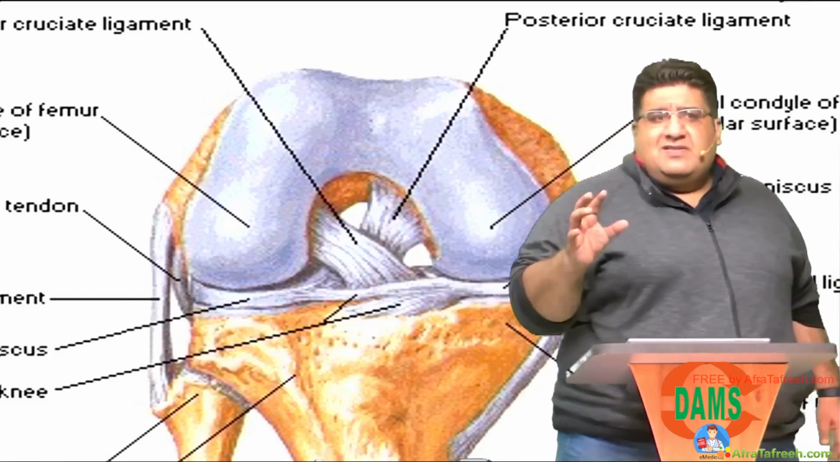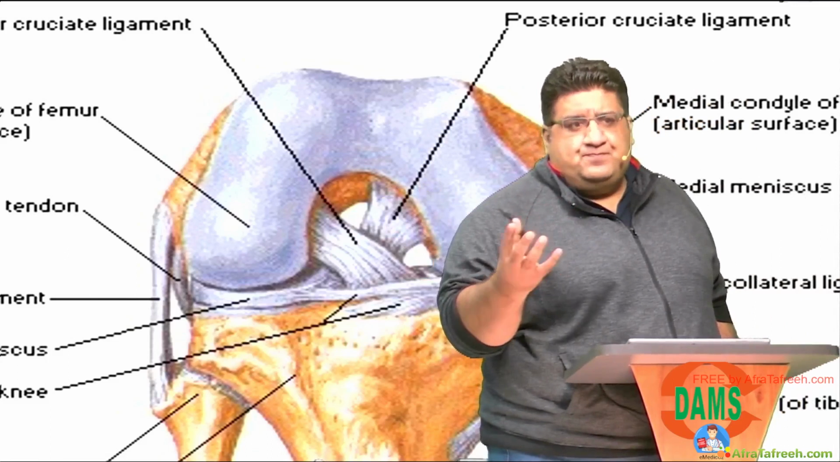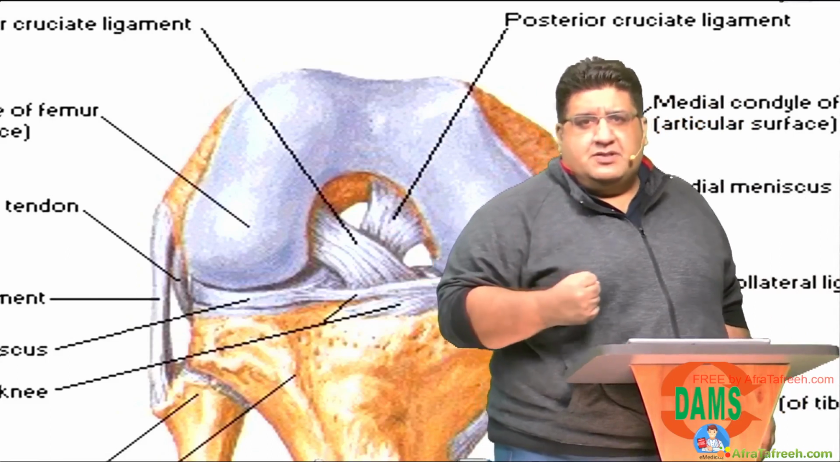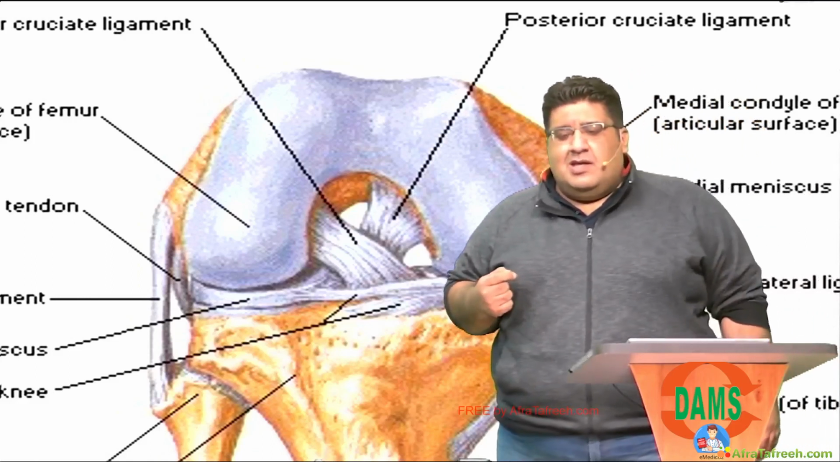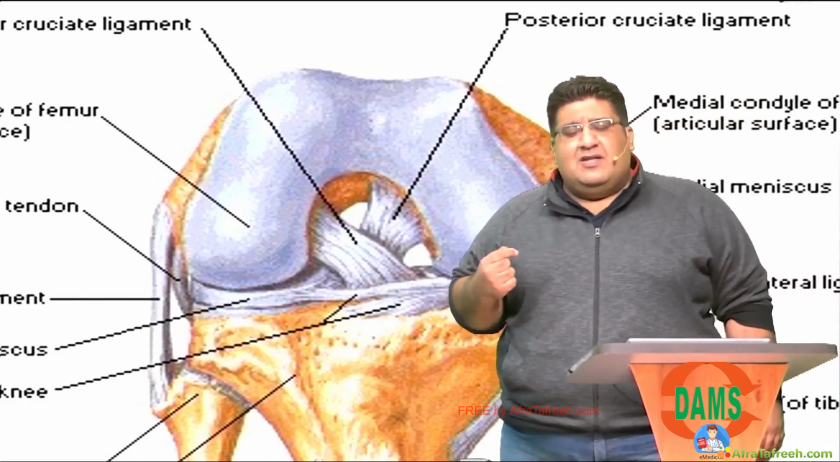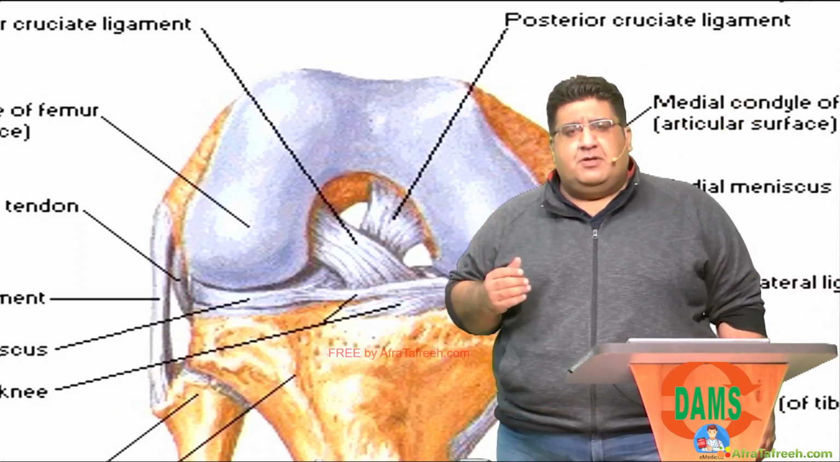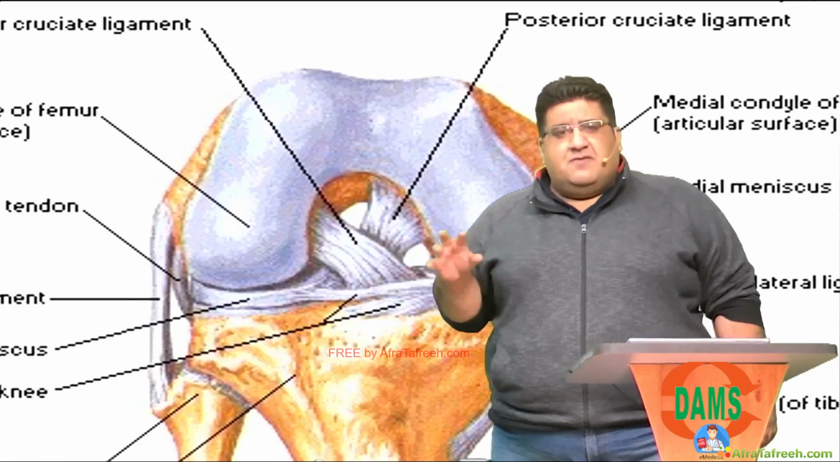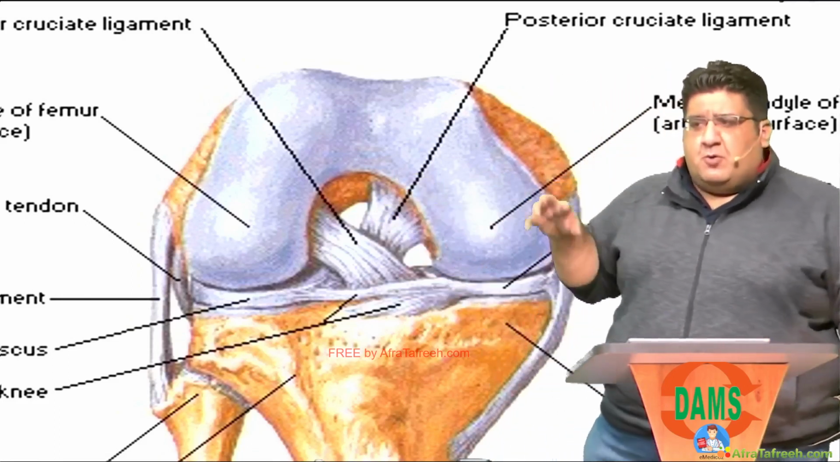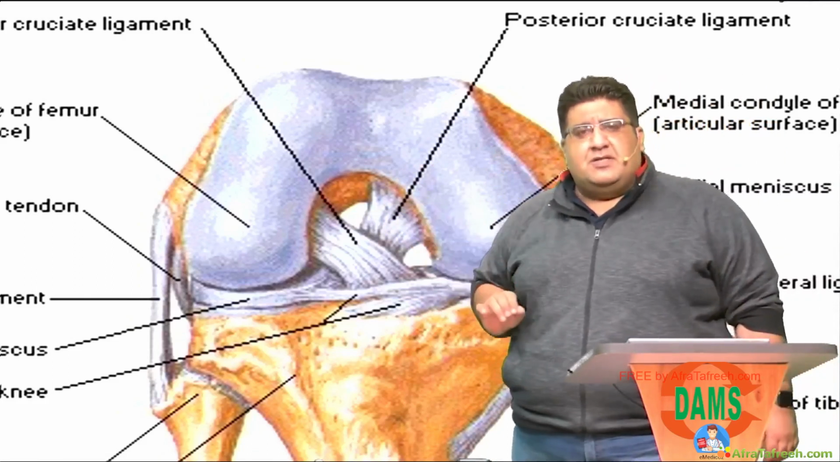Now, why do I say that PCL is slightly better visualized as compared to ACL? Because of a very simple reason. On an MRI, anything which is broad or thick will show a better signal. You must have been taught in radiology as well. So the first difference is PCL is 1.5 times broader. The second difference is that on an MRI, PCL is slightly better visualized.